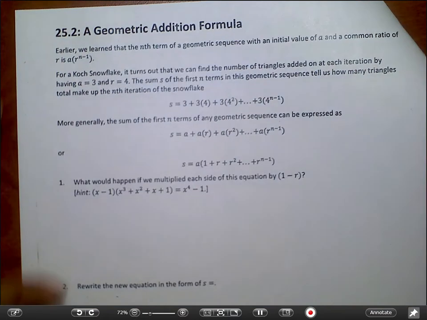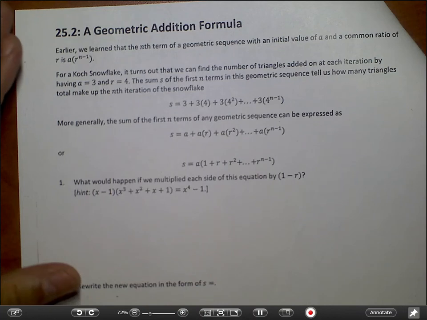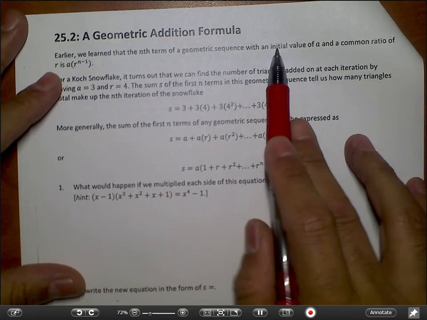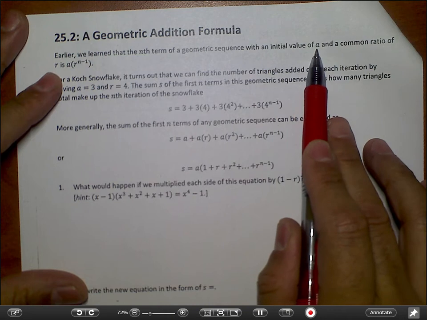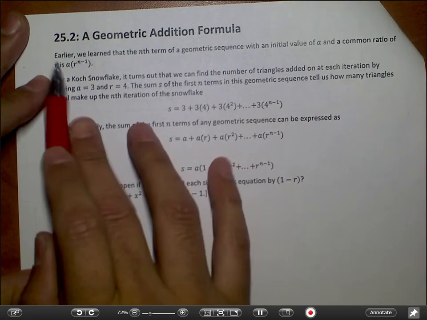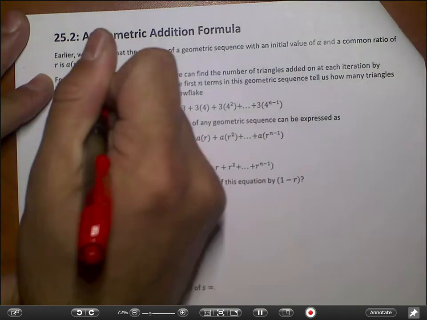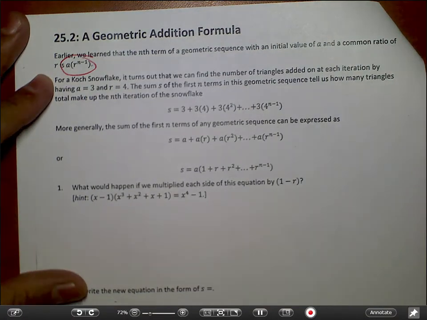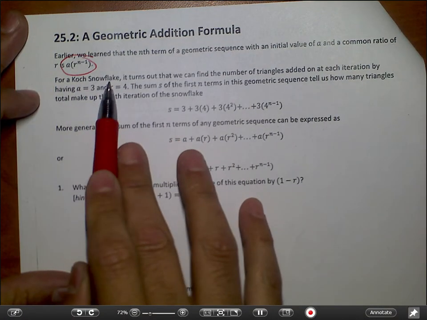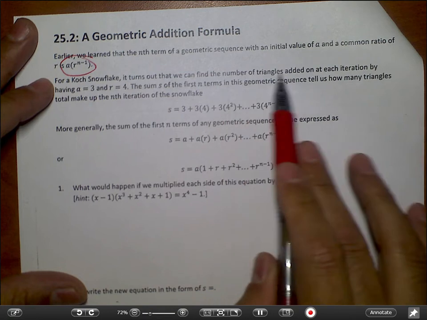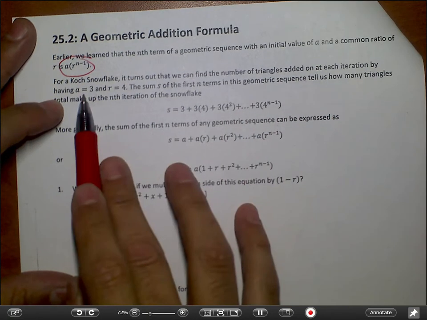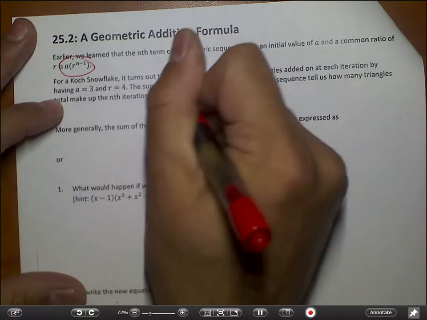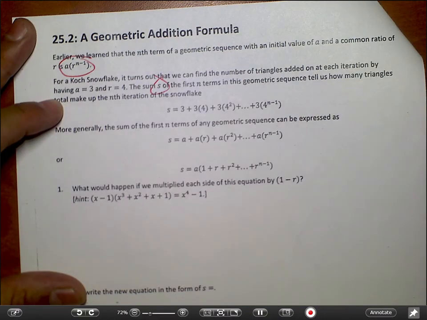On this one right here, it says geometric addition formula. Earlier we learned that the nth term of a geometric sequence with an initial value of A and a common ratio of R is right here. We learned this back in Unit 1. For a Koch snowflake, it turns out that we can find the number of triangles added each iteration by having A being 3, R being 4, and the sum S.